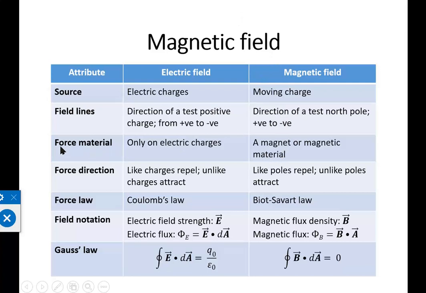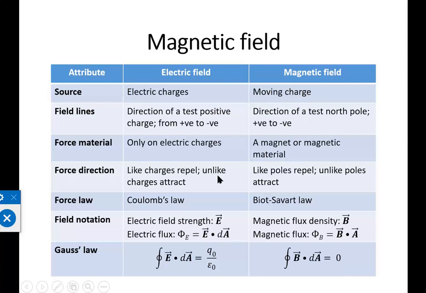Now, forces in the fields. When it comes to the materials that will experience forces in the fields, the electric field will apply forces on electric charges. A magnetic field or bar magnet will apply forces on magnetic materials or another magnet. In other words, if another charge is moving, that will also experience a force in the magnetic field, because the moving charge has also produced a magnetic field around it. It becomes like a magnet.